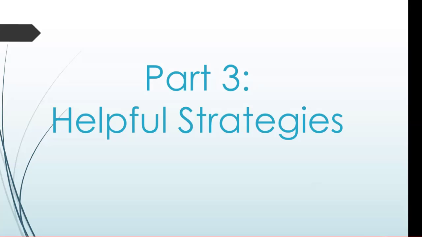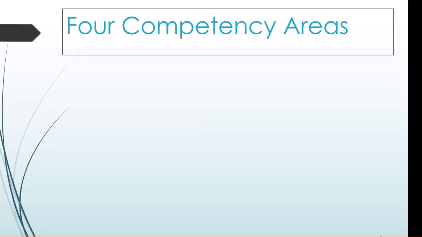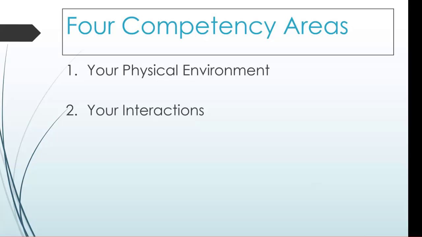Part 3, Helpful Strategies. There are 4 areas to consider when trying to help students who are gay, lesbian, bisexual, or transgender. The first area is your physical environment. The second area is your interactions. The third area is advocacy. And the fourth area is referrals.